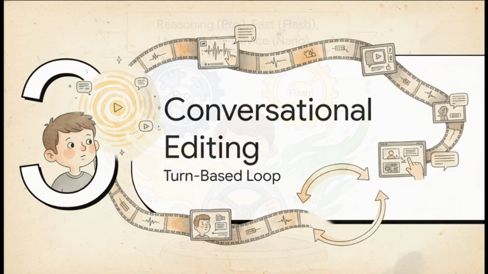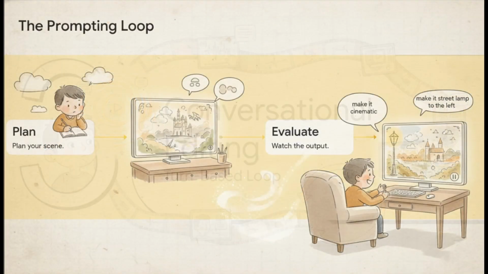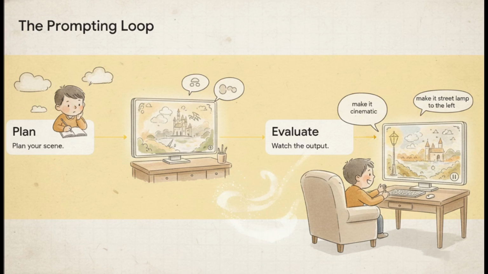Let's see how that plays out in Section 3, Conversational Video Editing. With Omni, you don't just type out a paragraph, hit generate, and cross your fingers. You use a turn-based loop. It's exactly like chatting with a human editor sitting right next to you at a desk. Step 1 is just planning your scene. Step 2 is your initial prompt to get the ball rolling. Step 3 is evaluating what the AI gives you back. But Step 4? That's where the magic happens.